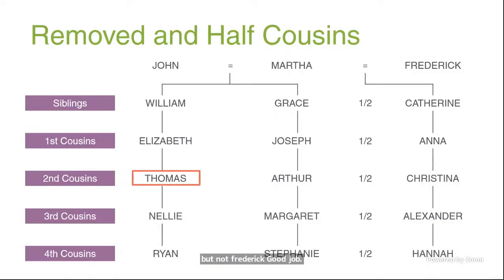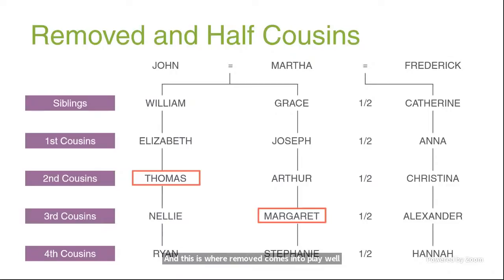Now, how do we describe it when they're not in the same generation apart? Let's take Thomas and Margaret. Thomas and Margaret are full, whatever they are, because they share 2 ancestors in common, John and Martha. But Thomas's first great-grandparents are Margaret's second great-grandparents. So how do we describe this relationship? And this is where removed comes into play.